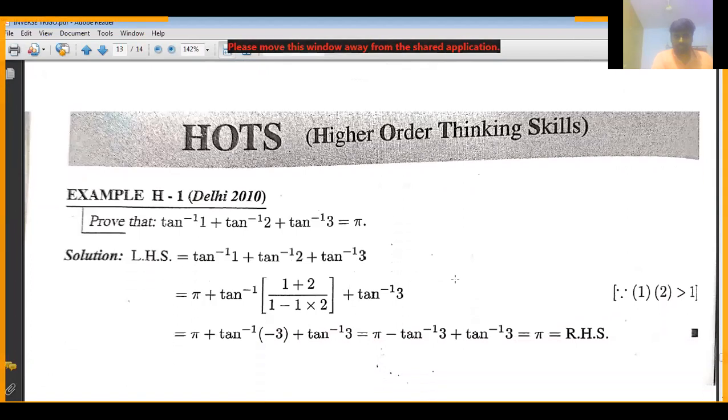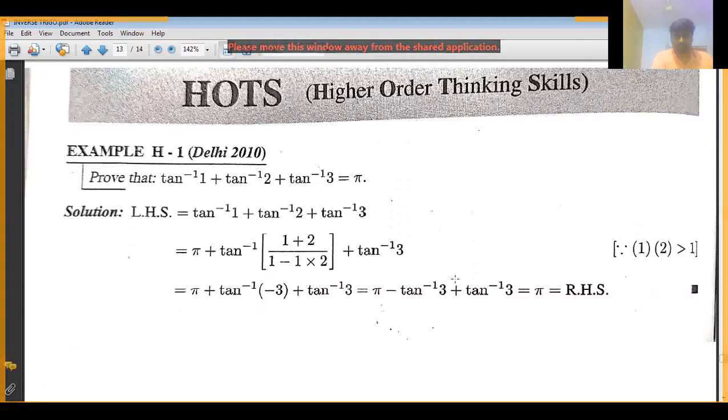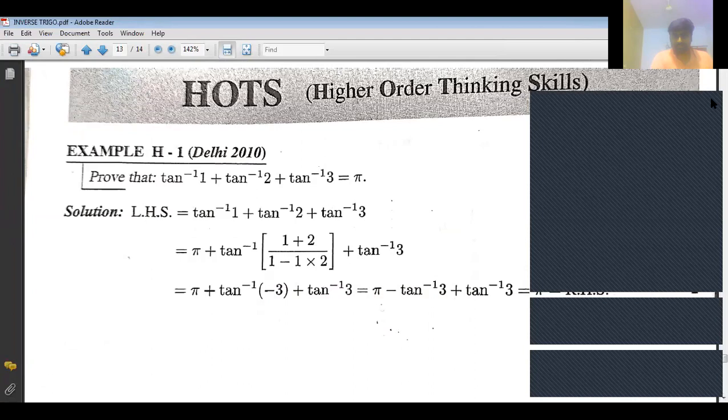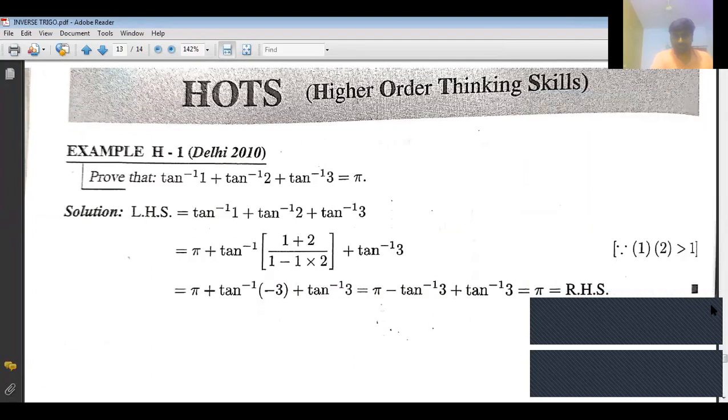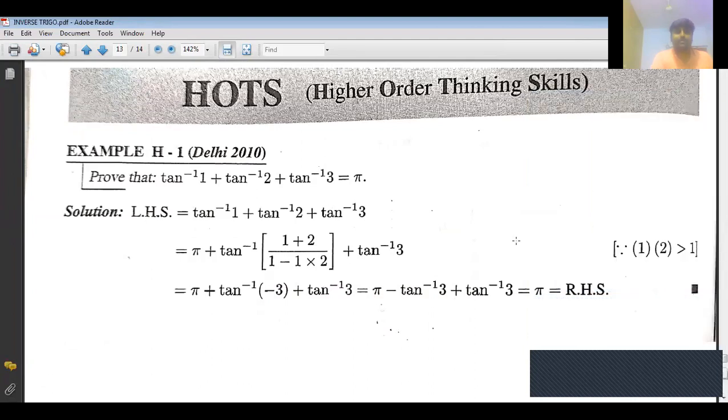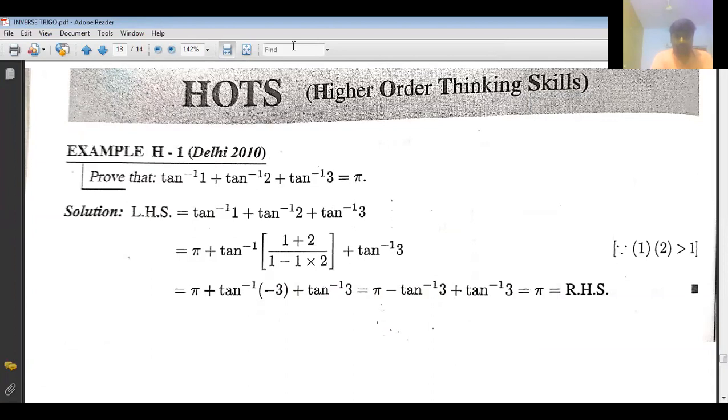See, this is a rare question. Have a look at that. Very important. Tan inverse of 1 plus tan inverse of 2 plus tan inverse of 3. What is the difference you observed here? These are not less than 1. Till now we got tan inverse of 1 by 2, tan inverse of 2 by 3, tan inverse of 5 by 7, like that. But here, for the first time you are given integers. Tan inverse of 1, 2, 3. If you multiply these two, that is more than 1. See here, then the formula will be different.